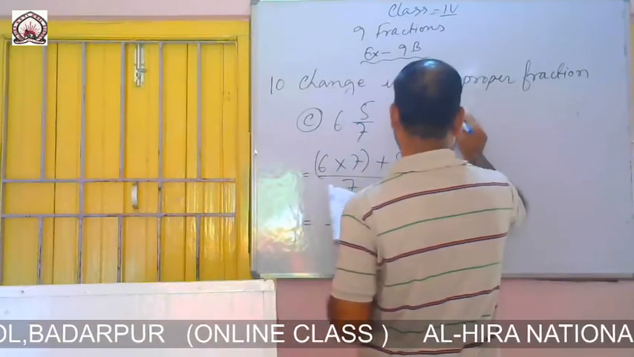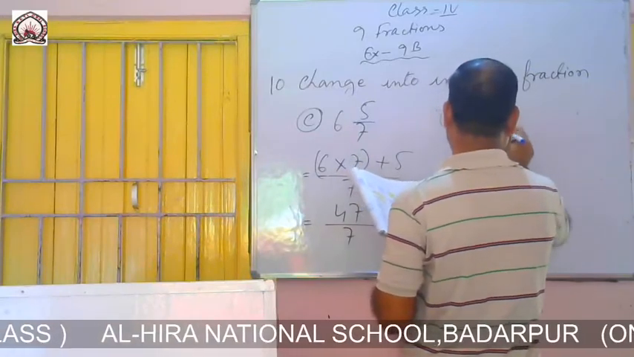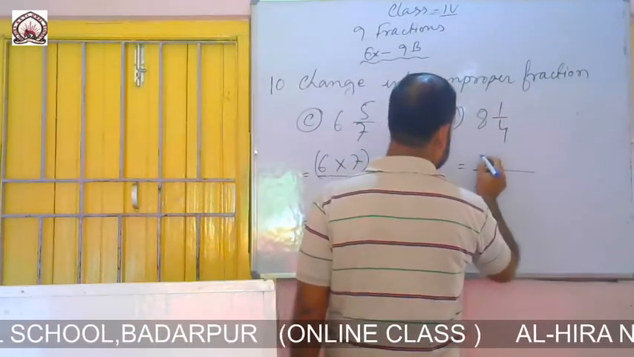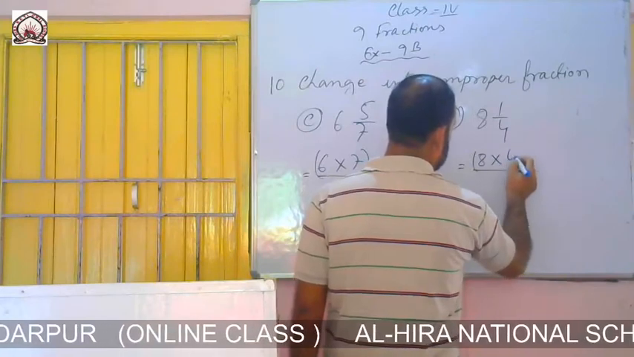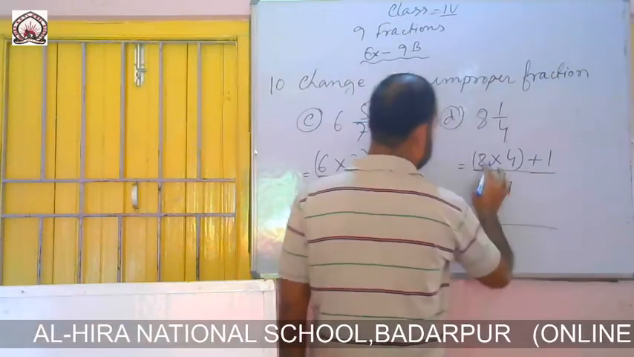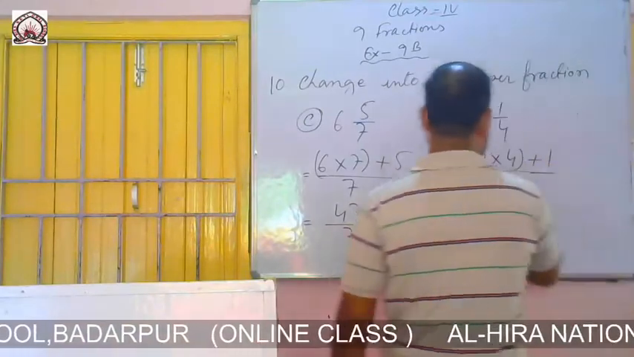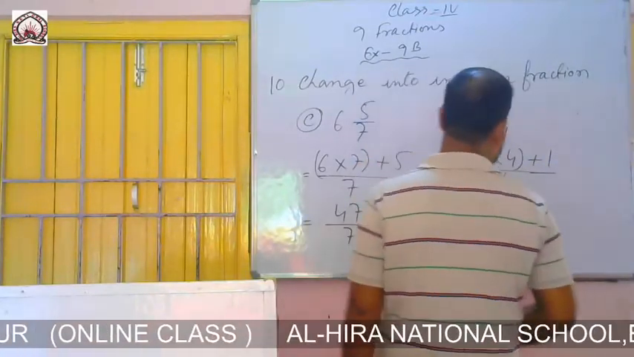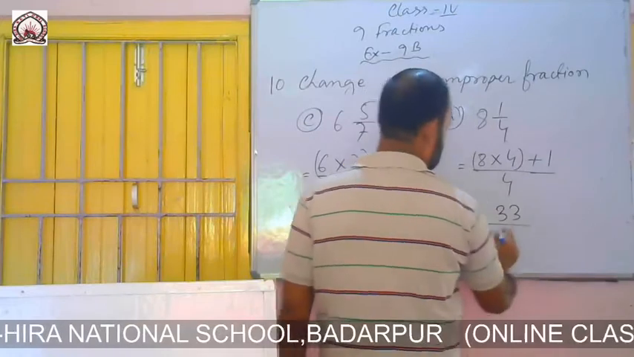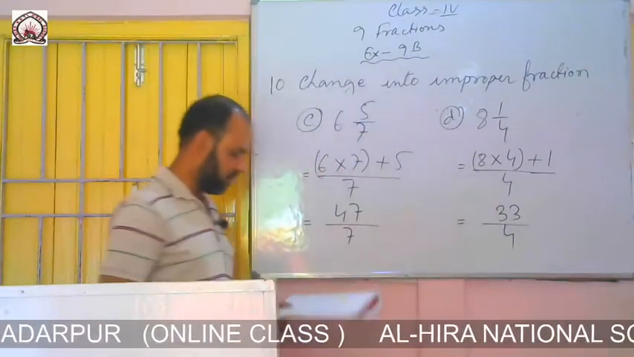Next question, number D. 8 1/4. So here 8 into denominator 4 plus 1, over 4. So 8 fours are 32, 32 plus 1 is 33, 33/4. The improper fraction is 33/4.